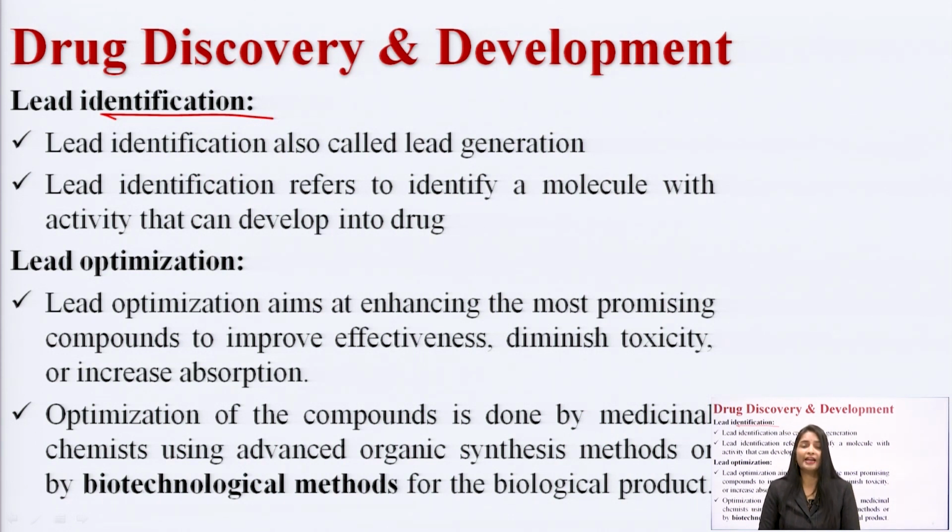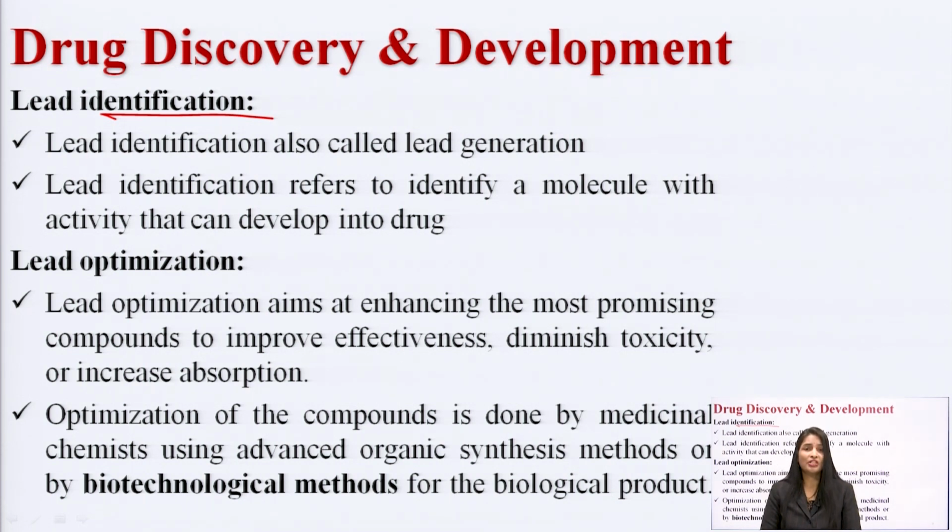Lead identification you can also call lead generation, and it refers to identifying a molecule or any substance with the activity which you can develop into a drug. If the lead molecule does not have any activity, how can you develop it into a drug, right? So, first you have to identify whether the lead molecule has activity or not. Once you have detected that it has activity, you can develop it into a drug. And once lead identification has been done, you go with lead optimization.